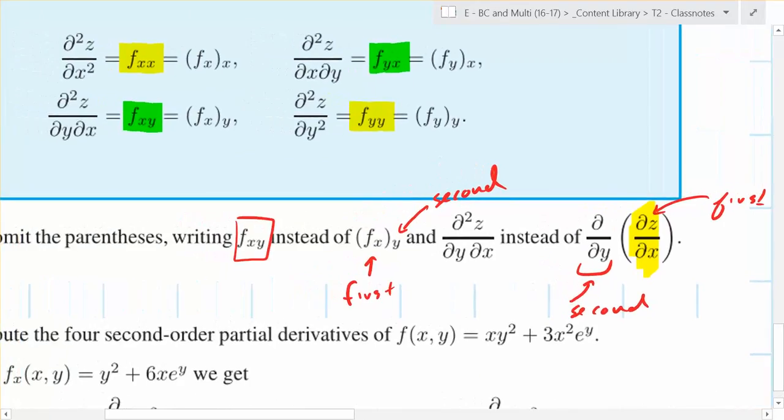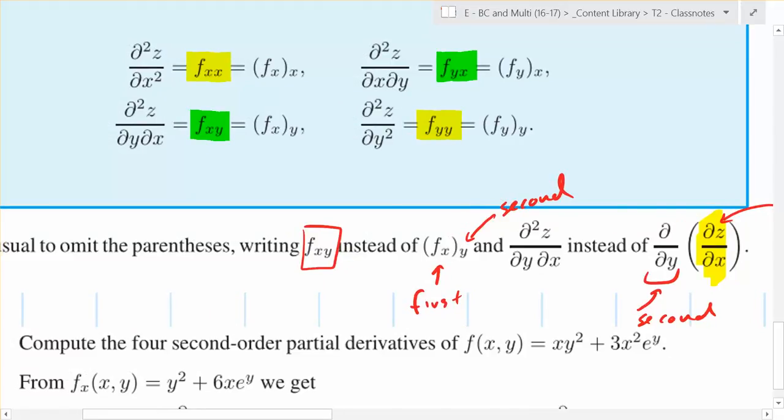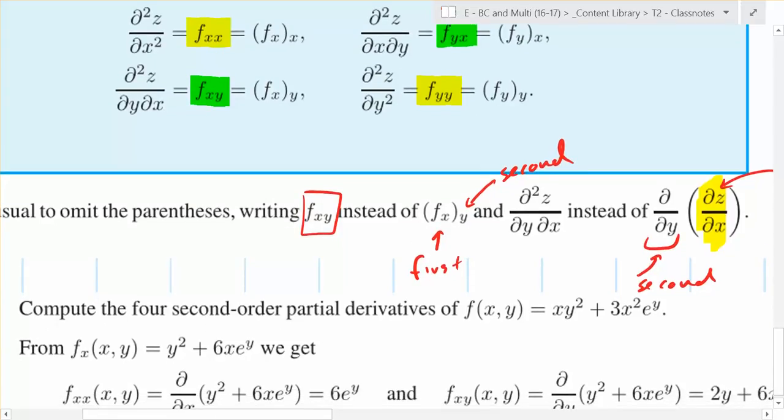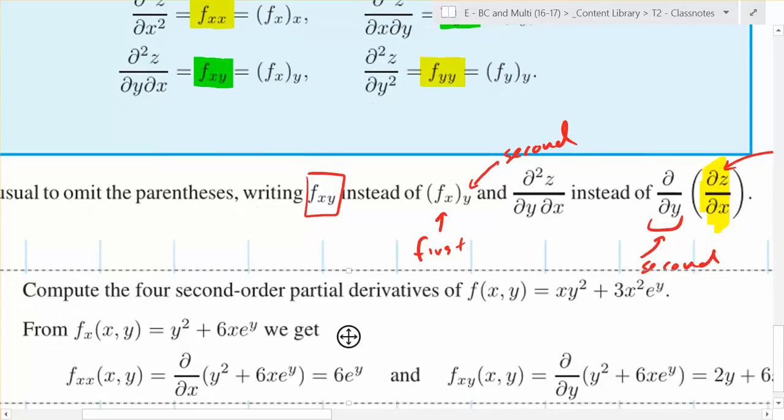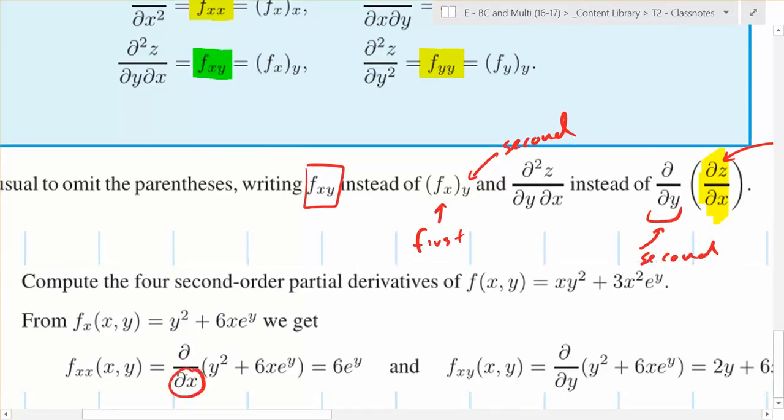So here's one example problem. Here is a multivariable function, y squared plus 6xy. And this question is asking to compute the 4 second-order partial derivatives. There are 4 of them: xx, xy, yx, and yy. So let's look at fxx. That one's pretty straightforward, which is you do the partial with respect to x, and then you do the partial with respect to x. So this is the partial with respect to x, and that's what you're doing to it.